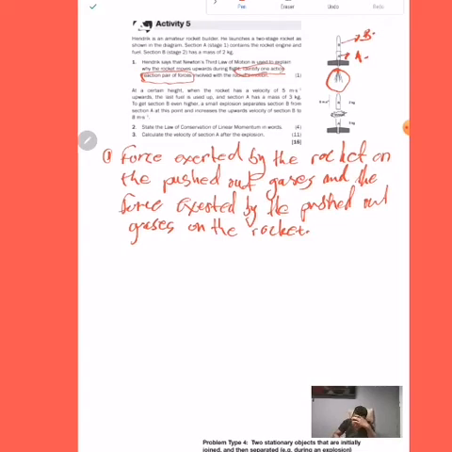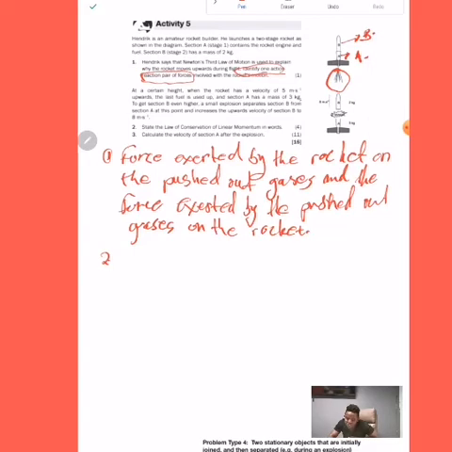So with number two, we are given a statement first that at a certain height, when the rocket has a velocity of 5 meters per second upwards, the last fuel is used up. And section A has a mass of 3 kg. To get section B even higher, a small explosion separates section B from section A at this point and increases the upwards velocity of section B to 8 meters per second.